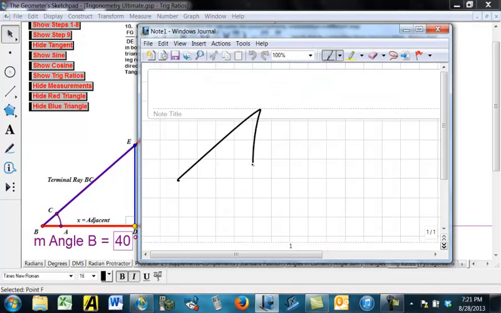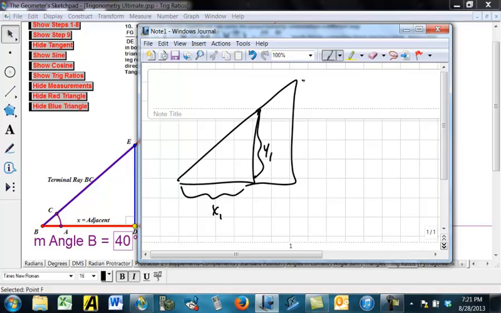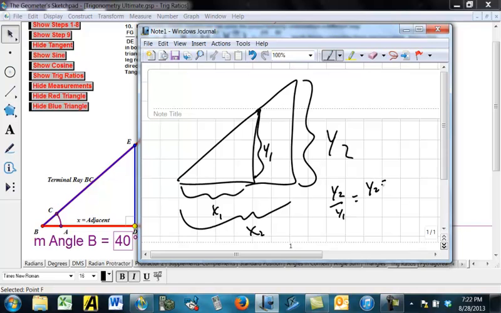So if we think of the triangle here, roughly this one is x1 and this one's y1, and this one is y2 and here is x2. If we do y2 divided by y1, well, remember y2 is just some constant, that proportionality constant times y1. On the other hand, y1 is that proportionality constant times x1.